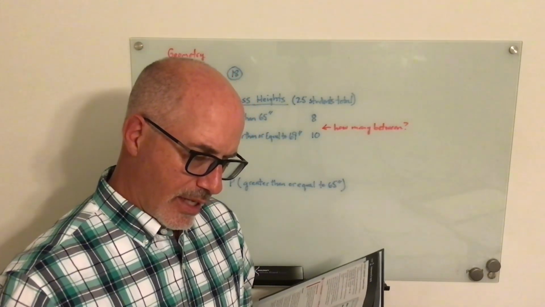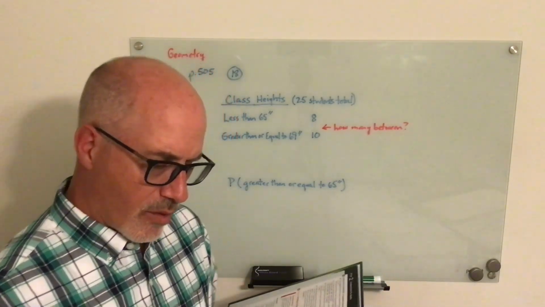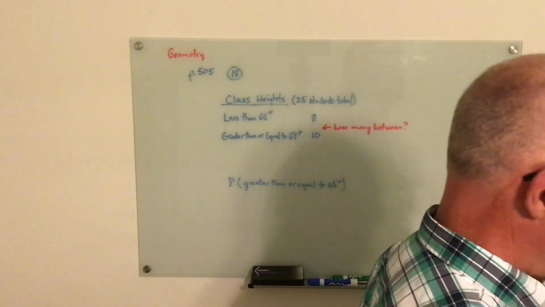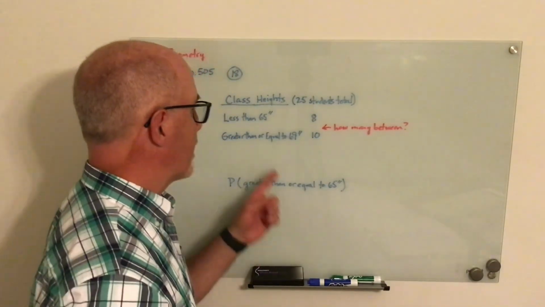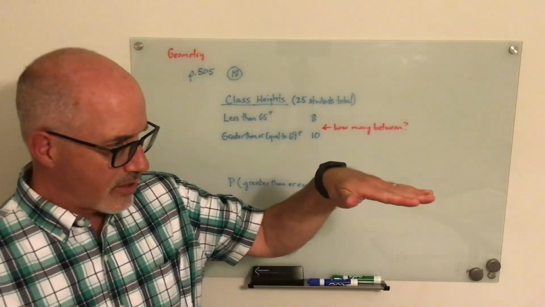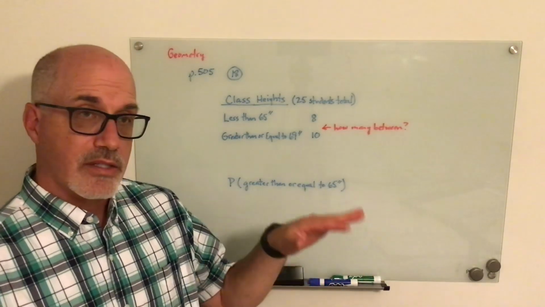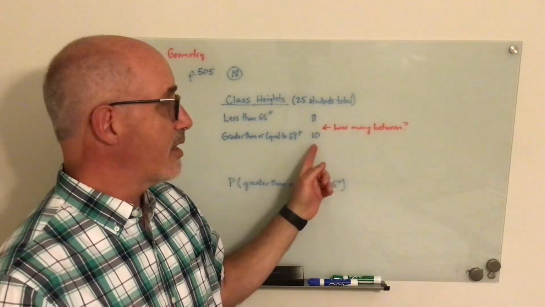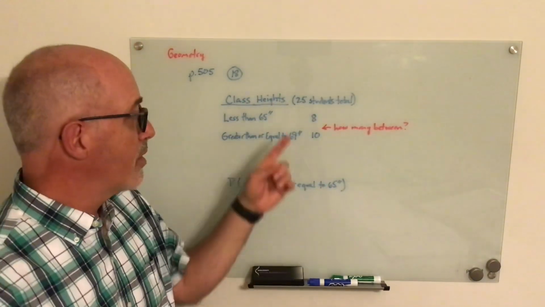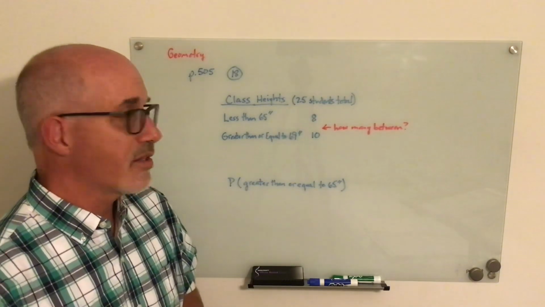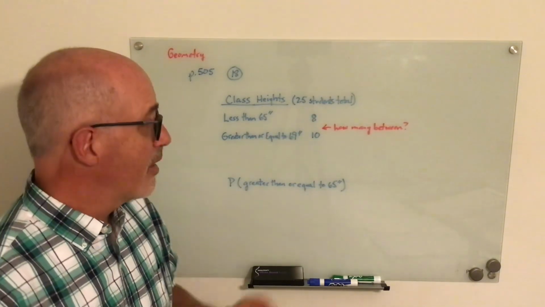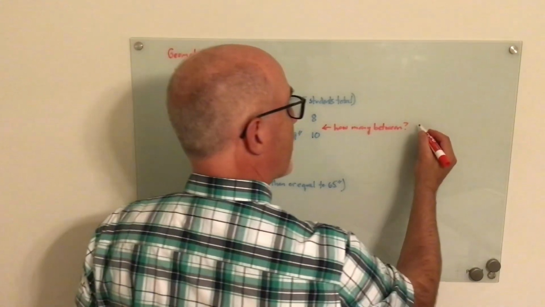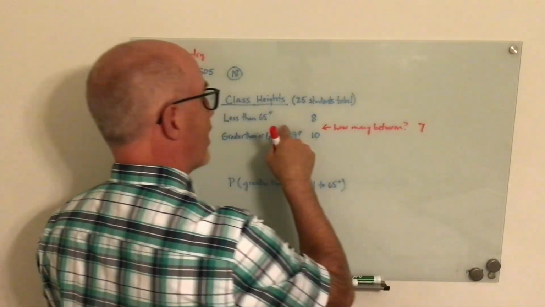The probability in 18 that they're asking for is the greater than or equal to 65 inches. Well, the question that we first have to ask is, how many are between these two? Because this is less than, so 65 inches and below, all those students are 8. Greater than or equal to 69 inches, there's 10 of those. Well, how many are in between those two? Since there's 25 students total in the class, we've only accounted for 18 of them. So that means that there's 7 students between those two.